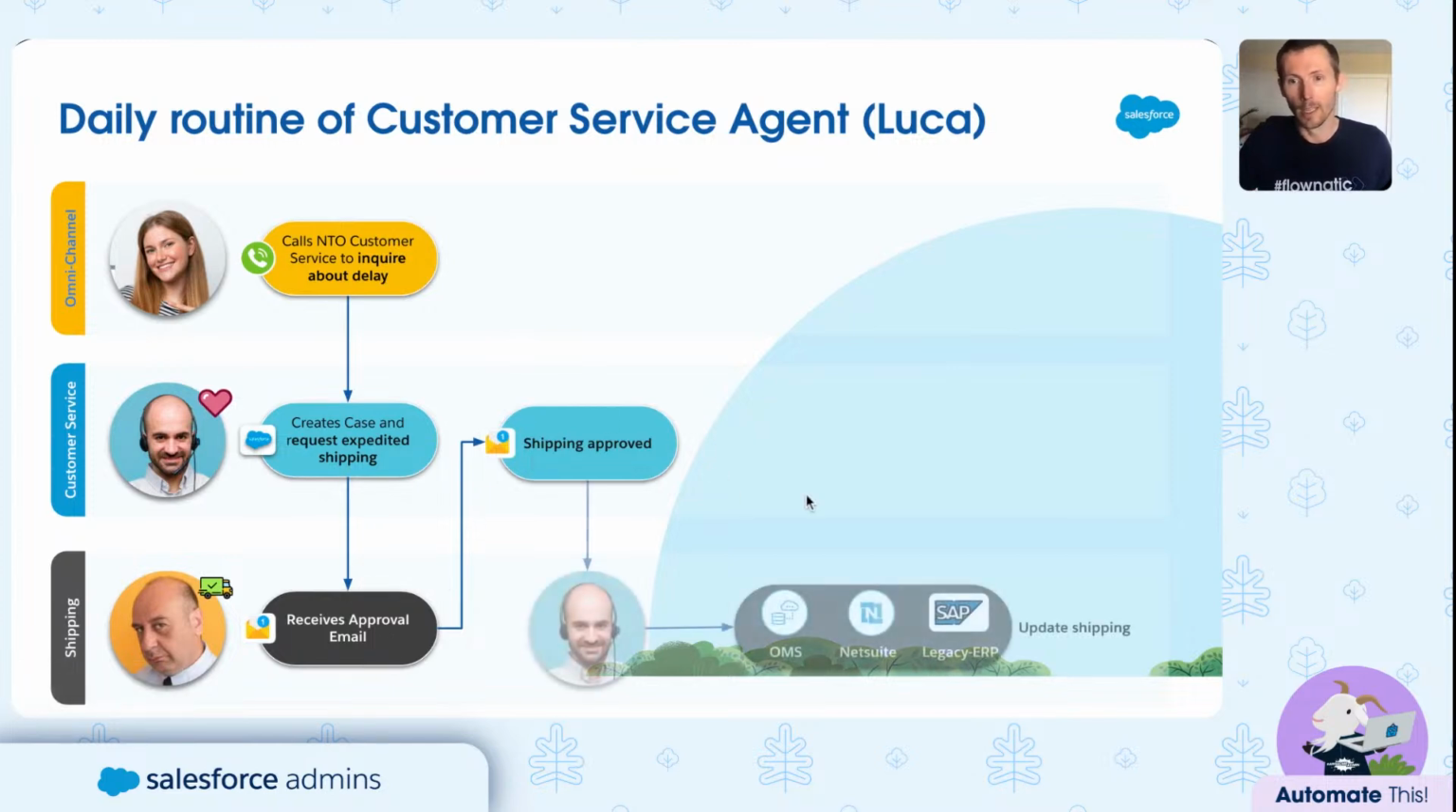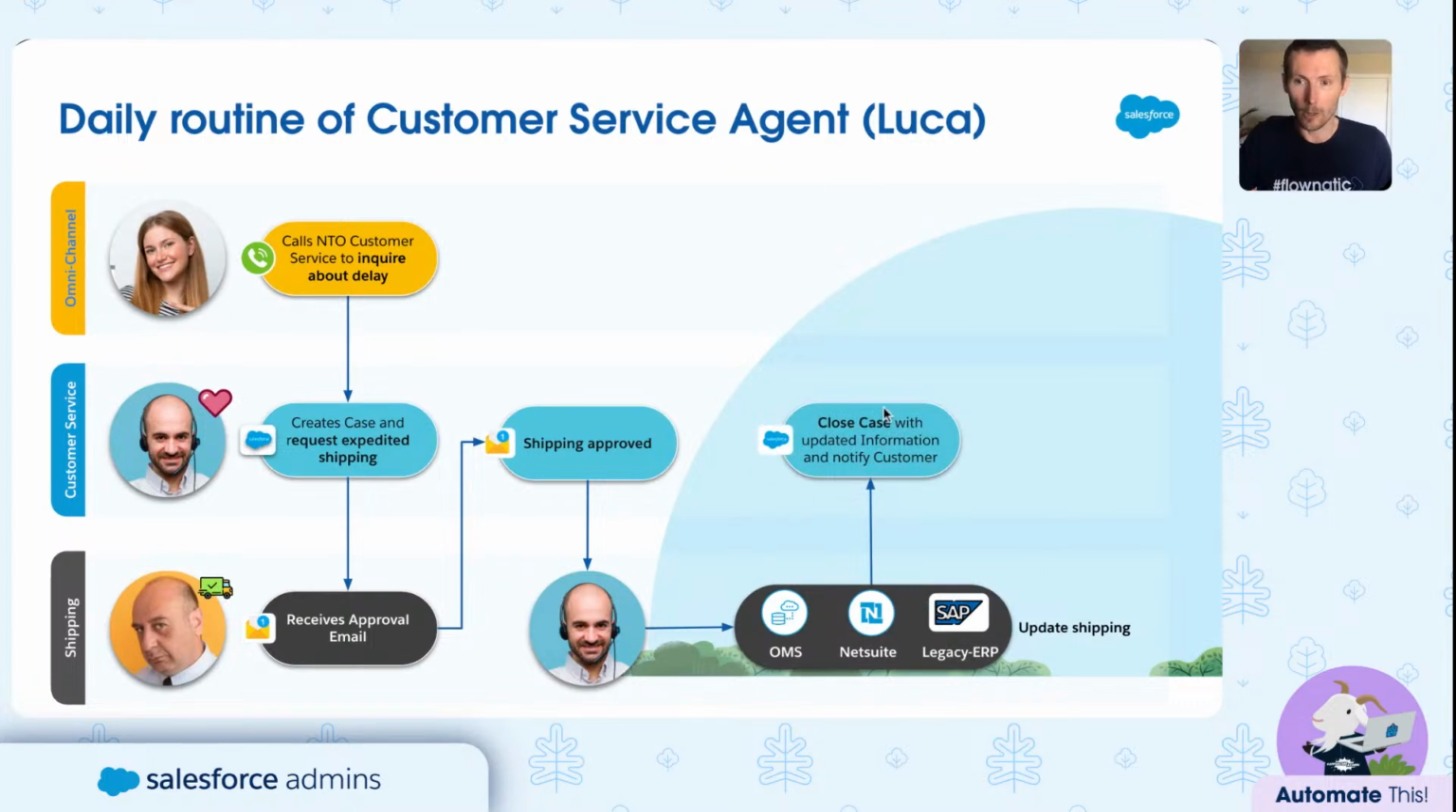And then it is up to Luca now to update all those systems, the order management system, NetSuite, eventually SAP. And then at the very end, he can actually close the case and let Nina know that the shoes will be arriving on time. Unfortunately, this process takes up to 2 days. So that's not ideal. Obviously, we just missed the mark with Nina. She's really upset because she'll probably never get her shoes on time.